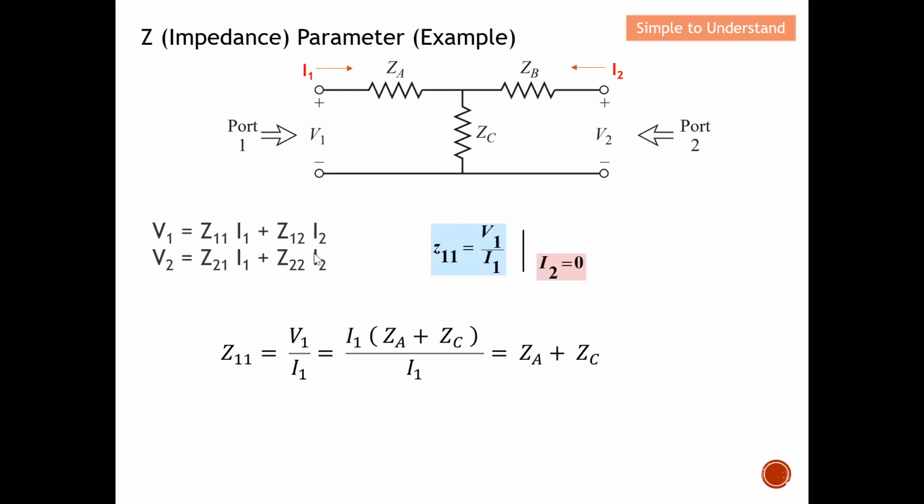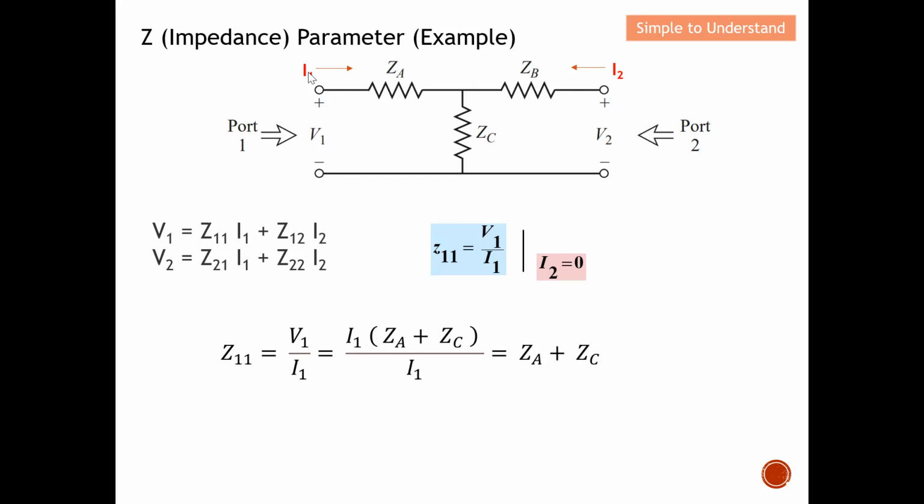Let's start by examining Z11. How can I get this Z11? Remember Z11, which I did earlier from here, so I put it here. My I2 is equal to 0, which means I don't have any flow of I2. Once I do not have any flow of I2, I can assume that I1 flows here, and it also flows into ZC. So basically, I1 flows through ZA and also ZC. How can I obtain my V1? My V1 is the voltage from here to here.